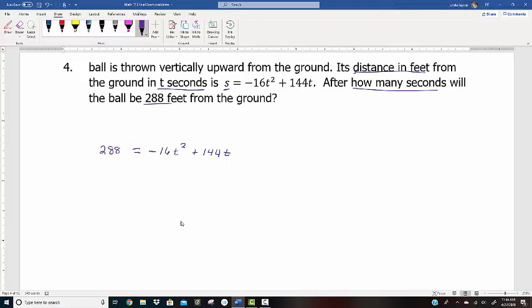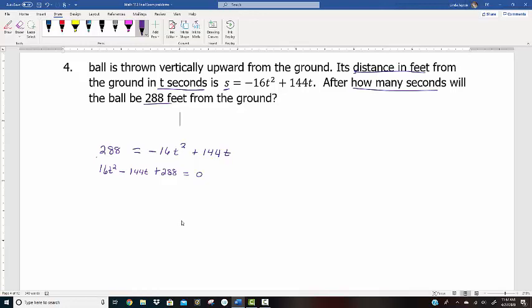So, as usual with a quadratic, we have to set it equal to 0, so we're going to move all these to the other side, right? Alright, so that would give us plus 16 t squared minus 144 t, then plus 288 equals 0. Now we're in proper form to solve a quadratic.